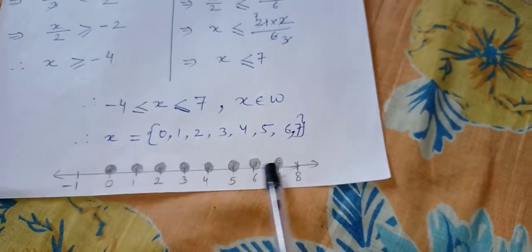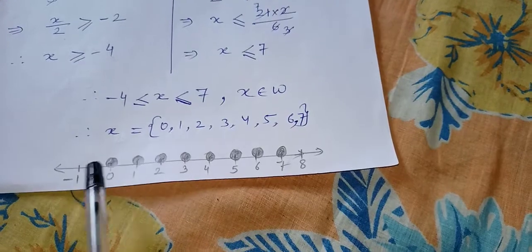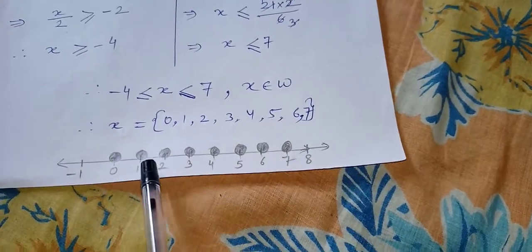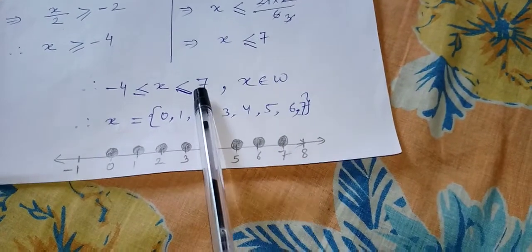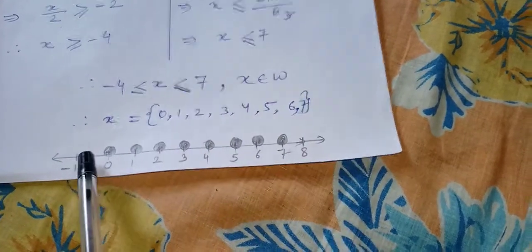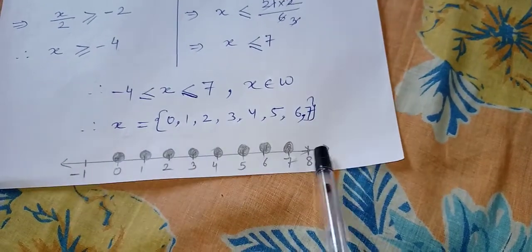And I will draw a number line. Just for namesake, I will draw 1, -1. The rest all will be positive numbers. 0, 1, 2, 3, 4, 5, 6, 7 till 8. So I am taking one step extra, and minus numbers cannot be taken. So I took just -1 only, just to show the number line.